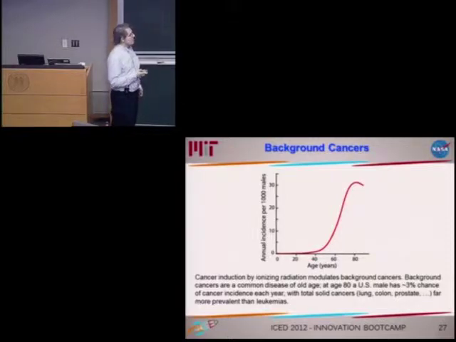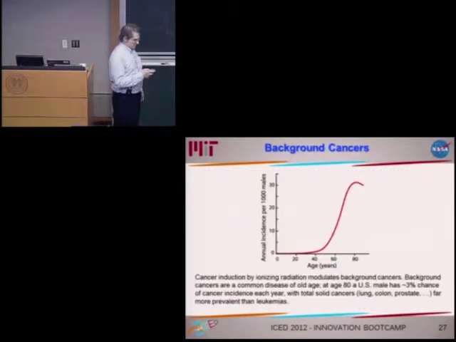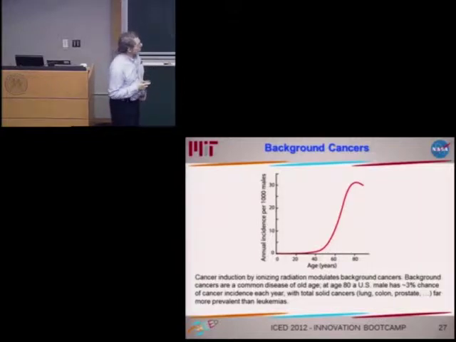Here's an annual incidence plot. This is the annual incidence per 1,000 males per year as a function of age. And one sees that, of course, background incidence of cancers increases with age, no surprise, but then decelerates as you get above around 60 or so.